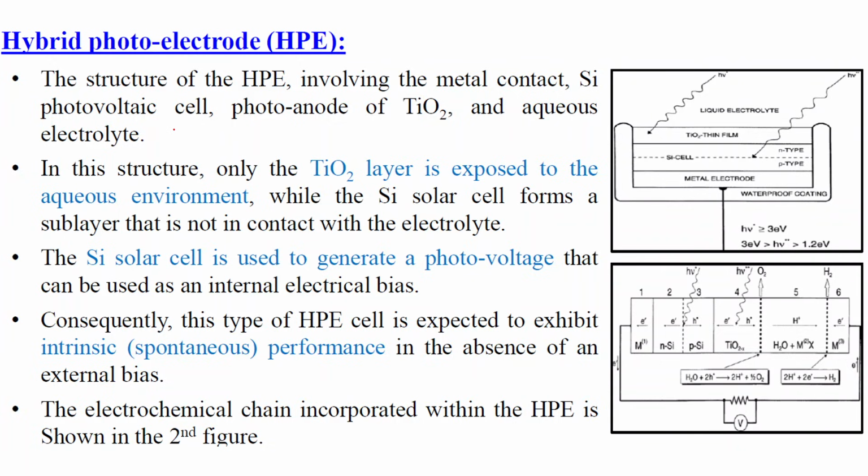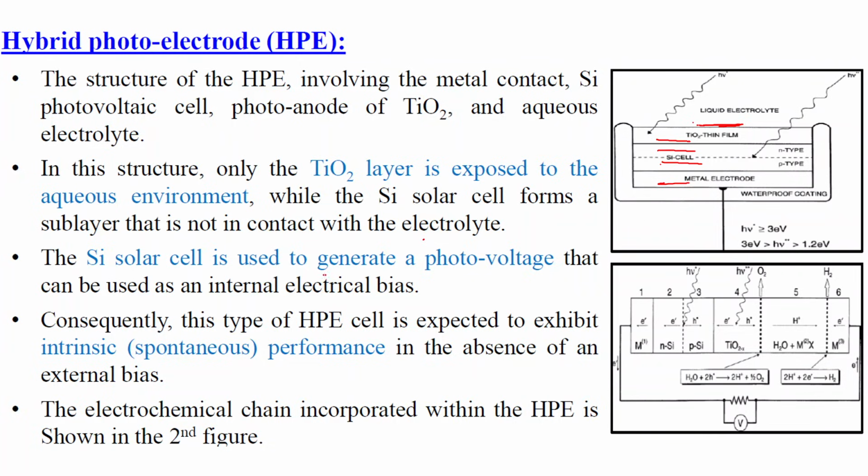Now the hybrid photoelectrode, which is the structure of a HPE, which involves the metal contact. In the hybrid photoelectrode there is a metal electrode, then a silicon cell, which is one layer of p-type silicon and another of n-type silicon, then another photoanode which is TiO2. A thin layer of TiO2 is there, and aqueous electrolyte is here. This TiO2 thin layer is only in contact with the liquid electrolyte. In this structure, only the TiO2 layer is exposed to the aqueous environment, while the silicon solar cell forms a sublayer that is not in contact with the electrolyte.